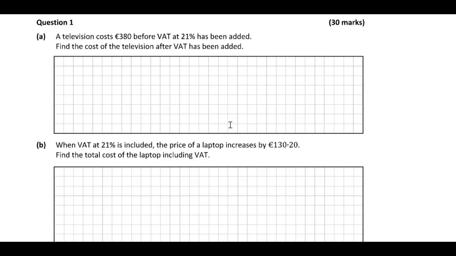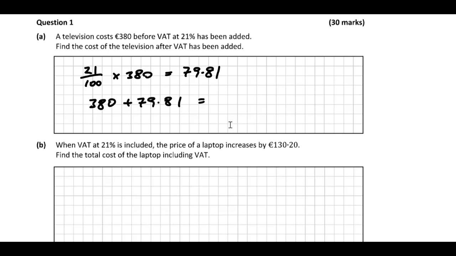So the cost of the television is €380 before we add this 21%. So what we've got to do is just simply get 21% of 380 and add it on. So let's do that. 21% of 380 is 21 over 100 times 380. That's 79.81. So we've just got to add it on then. Take your 380, add on the 79.81. That gives us 459.8.